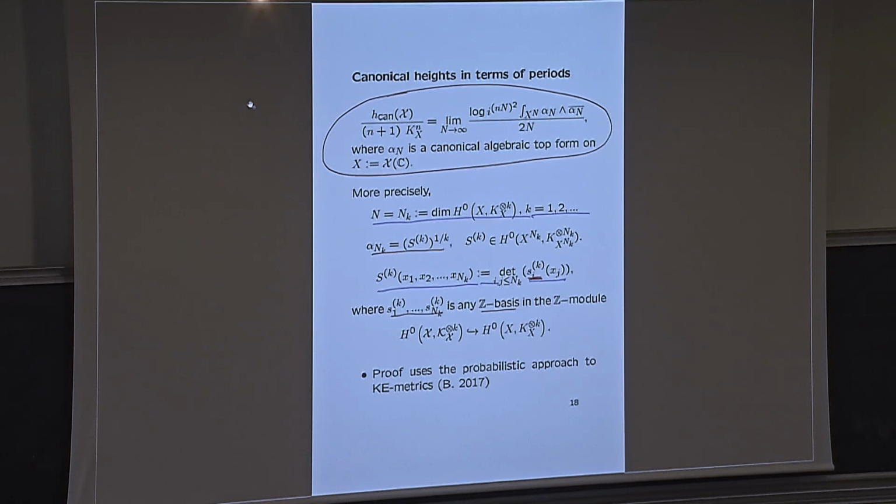Okay, so that's very useful. And the proof of that actually uses the probabilistic approach to Kähler-Einstein metrics that I've played with a lot over the last years. So this is an arithmetic application of that. I just won't say anything more about that. But the important thing is that on the right-hand side, we're basically computing a period. It's an integral of a holomorphic top form.